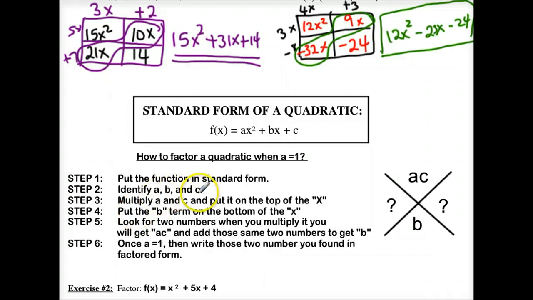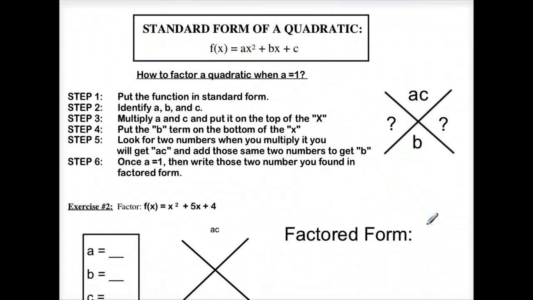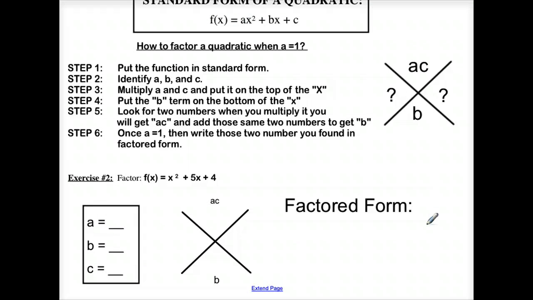I want to multiply my a and c, and it has to be on top of my x, and then my b term goes here. This question mark means I'm going to find two numbers that multiply to give me AC, my term up here, and when I add those same numbers, I get my B term. Once a is equal to 1, I am going to write it in factored form. So let's see how this works.